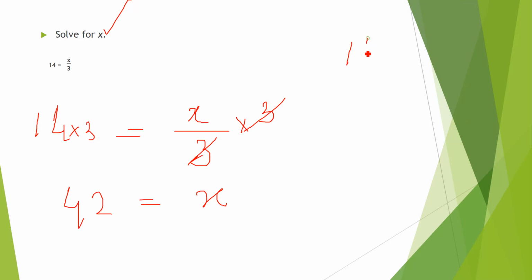And here I will show you the other method, cross multiplication. This is equal to x over 3. See, in the denominator you have 1, x times 1, so just write x here, and 14 times 3 is 42. In one step you can solve it.